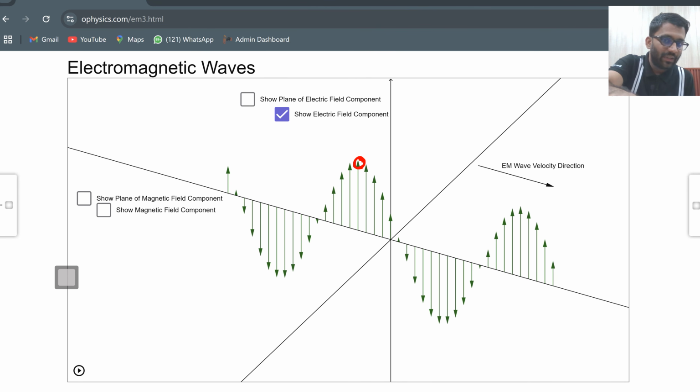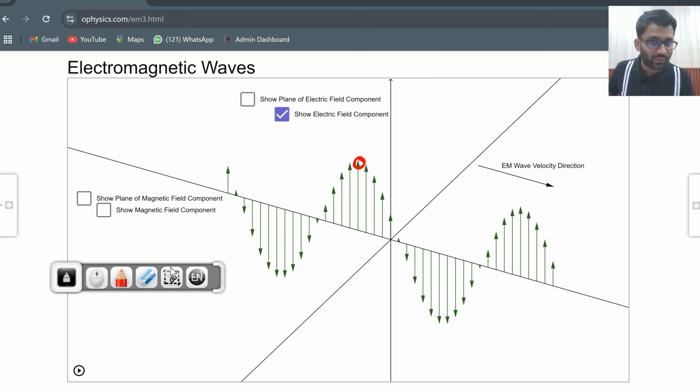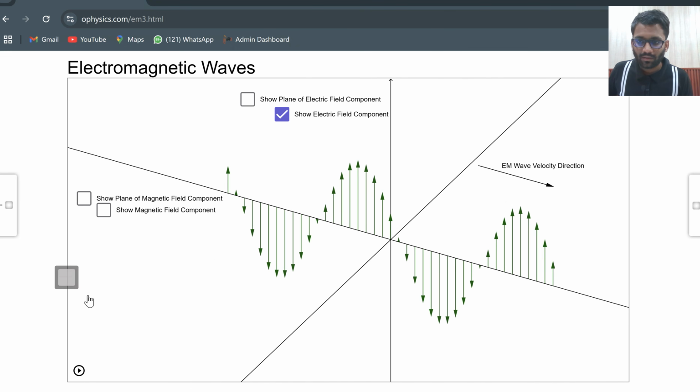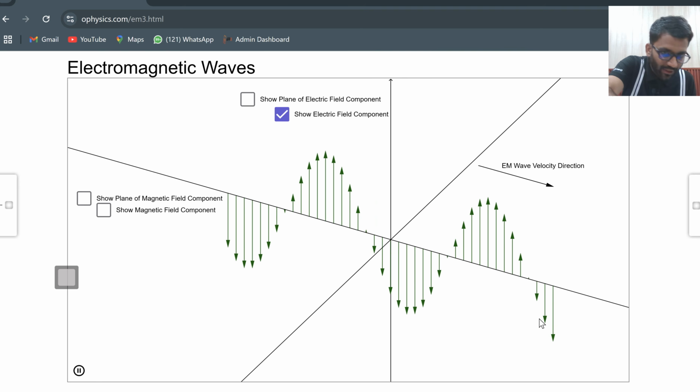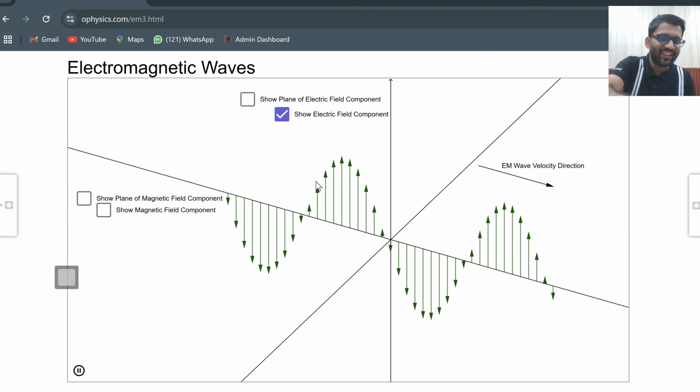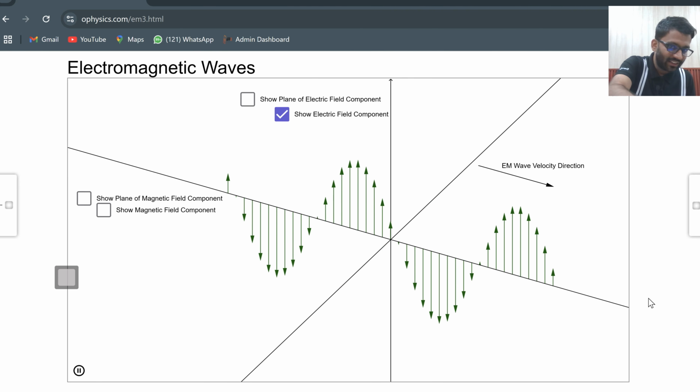You will realize that this peak is moving. The same peak is moving towards the z axis. You will realize that. Just keep your eyes on this particular peak. Look, this peak is moving. It is moving very fast actually. So you are not able to visualize it, but you can see this peak is moving.